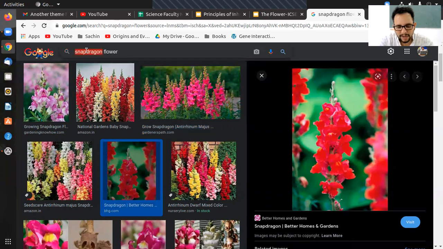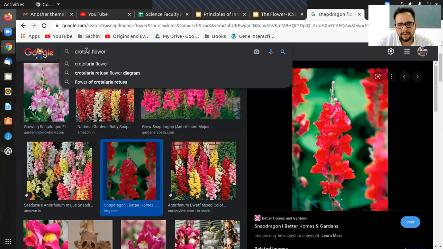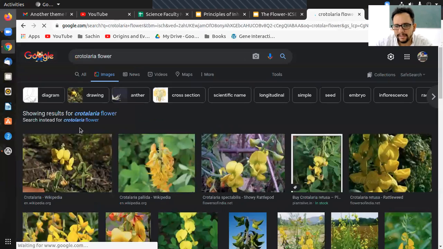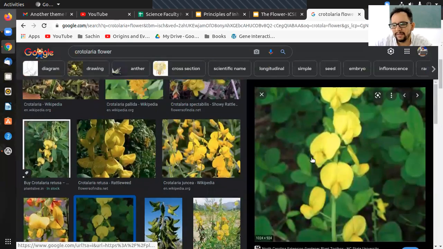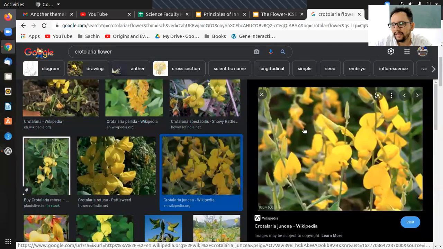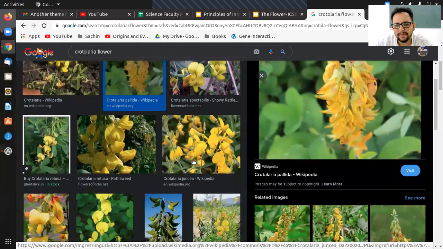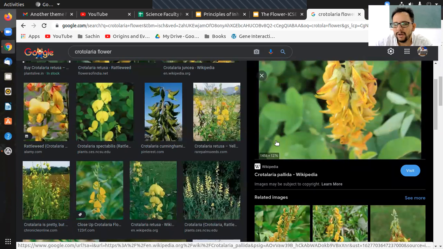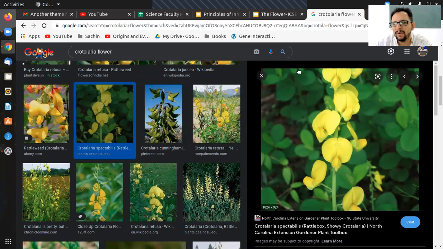And the Crotalaria is a yellow-colored flower. This is also something similar, like this one, or even this one. This is also very commonly seen in the wild around us. So these are Crotalaria flowers, which means the older flowers will be at the base, and the younger flowers will be at the top. So that is the racemose inflorescence.